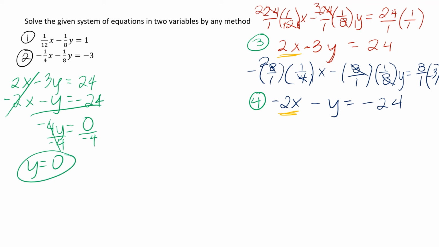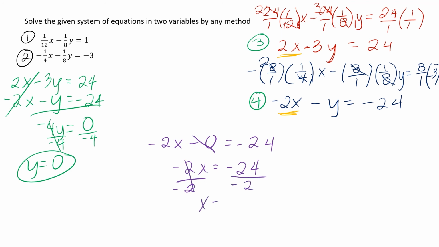Now I'm going to take the one I just found and plug it into either 3 or 4. I don't want to plug it into 1 or 2 because those have fractions. I want to go simple and do 3 or 4. So I'm going to choose 4. So I get negative 2x minus y, which is just 0, equals negative 24. From here, this is just gone, so I get negative 2x equals negative 24. Divide by negative 2 on both sides. I get x equals positive 12.